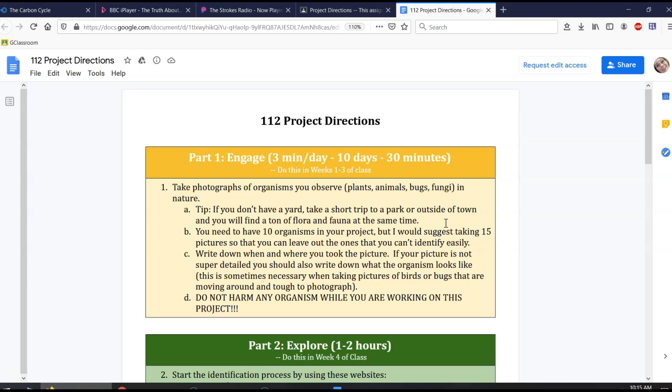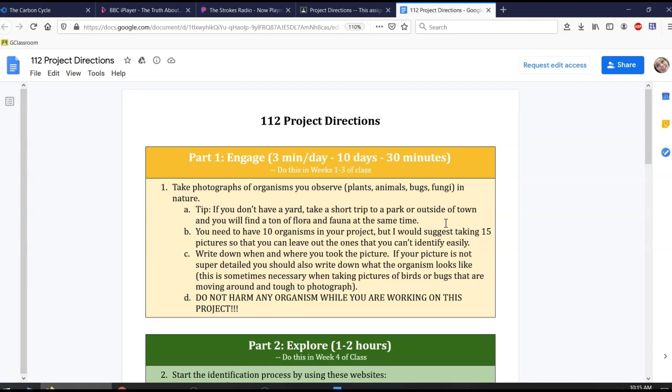You need to have 10 organisms in your project, but I think you should probably try to take pictures of at least 15, because there's going to be some of them that are going to be too hard for you to identify, so then you don't have to worry about having to identify the only pictures you have, and you have some that you can just get rid of because they're just too hard.